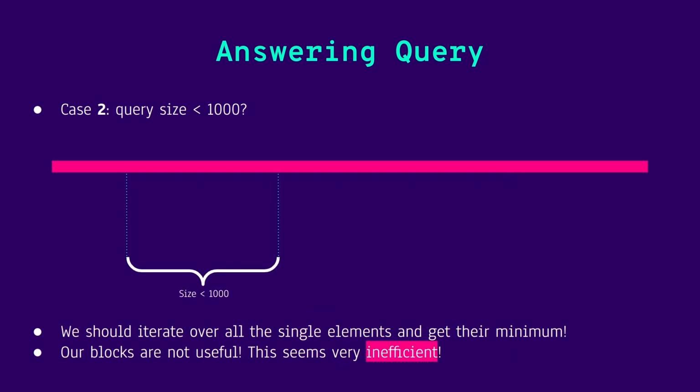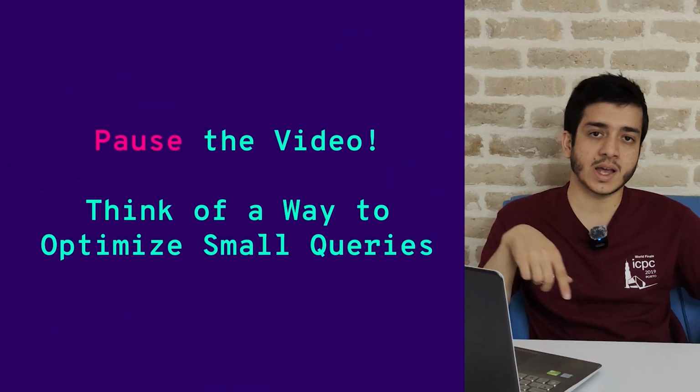But here is a problem. When the query size is less than 1000, we can't use any of our calculated blocks because all of them are bigger than our query size. We can iterate over all of these single elements and calculate the minimum, but it's not efficient for sure, right? So we need to do something else. We need to think about the query size when it's less than 1000.